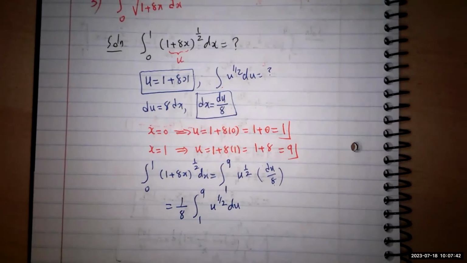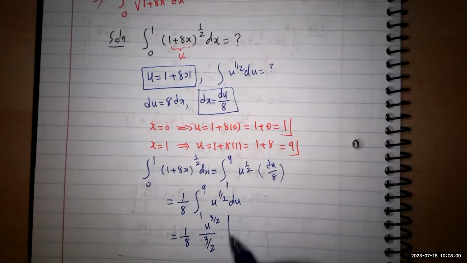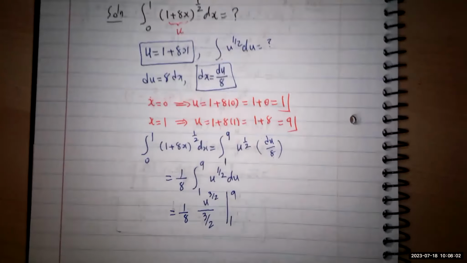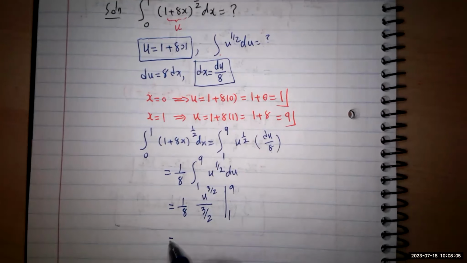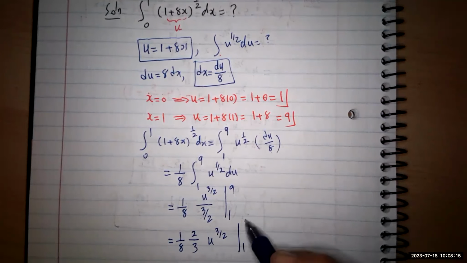So make sure that when you go to the u mode, everything must be in u mode. I mean, these numbers that you got over here. Now integrate. It's going to be 1/8 times u to the 3/2 divided by the 3/2, but going from 1 to 9. Okay, use the reciprocal: the reciprocal of 3/2 would be 2/3, and u to the 3/2 from 1 to 9. You can simplify the 2 and the 8.